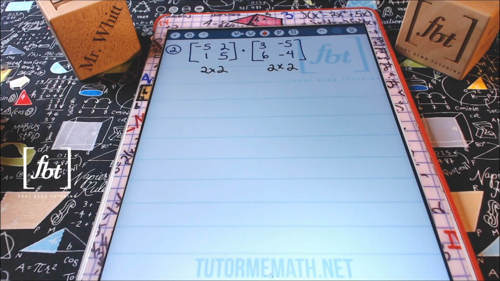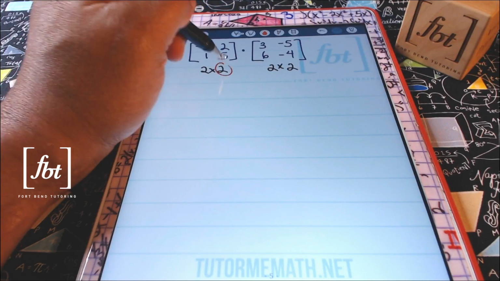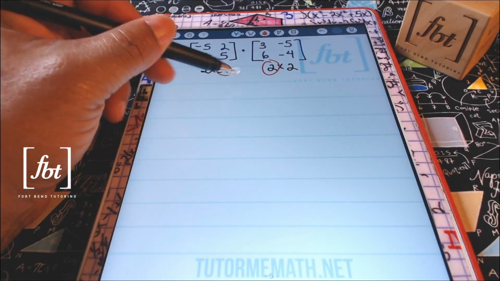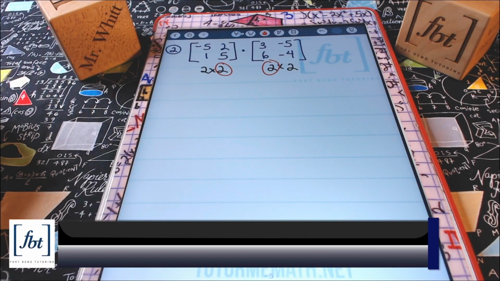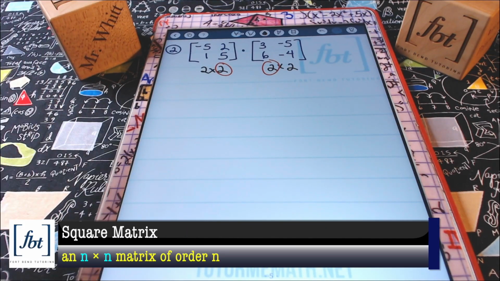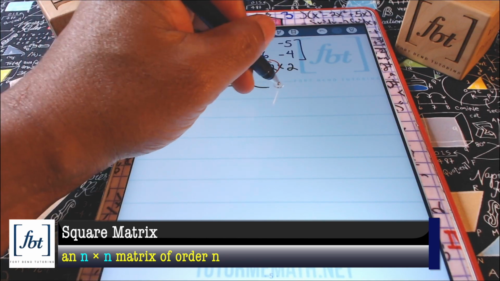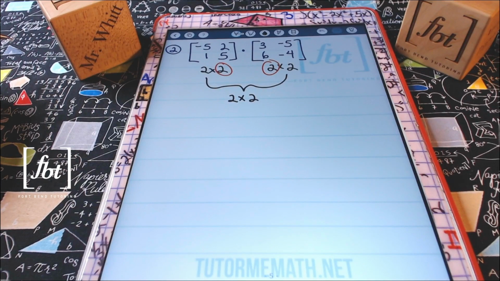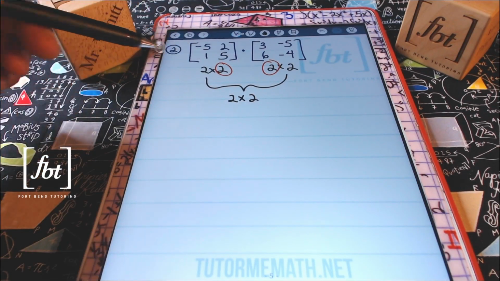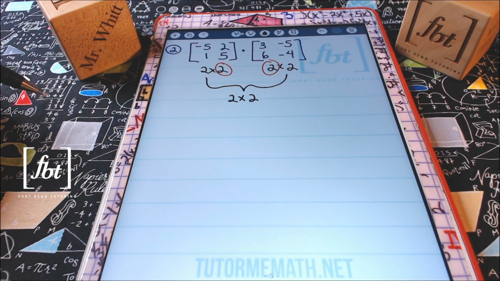So practically it's guaranteed to be doable because the inside values are identical to one another. And they would be because this is a square matrix times a square matrix. So the numbers are going to be the same. And that also means that our resultant matrix is going to be a 2 by 2 matrix as well. Because once again, you take those outside numbers to come up with the order of your resultant matrix. And that's exactly what we're doing here.